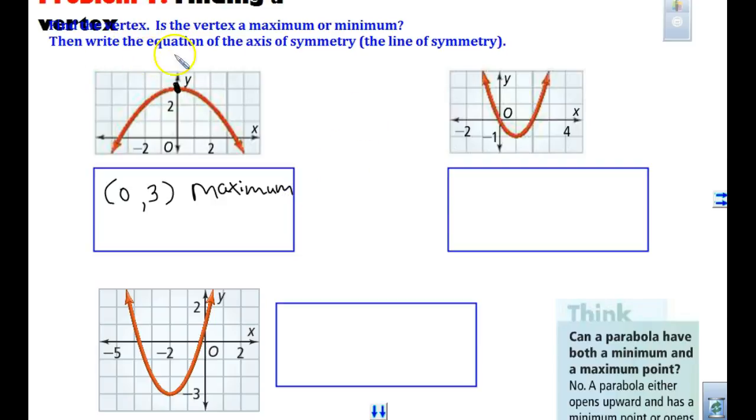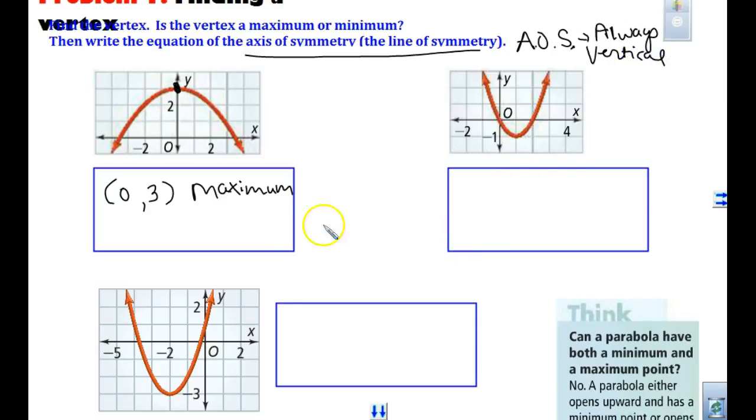And then it says, write an equation for the axis of symmetry. A lot of times you're going to see me abbreviate it AOS, axis of symmetry. The axis of symmetry is always a vertical line. Does anyone remember the equation for a vertical line? It's always x equals a number, right?